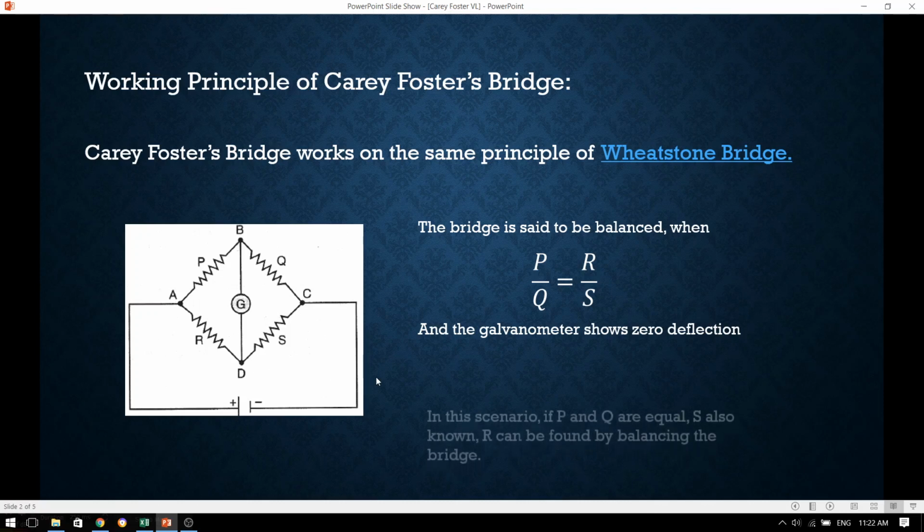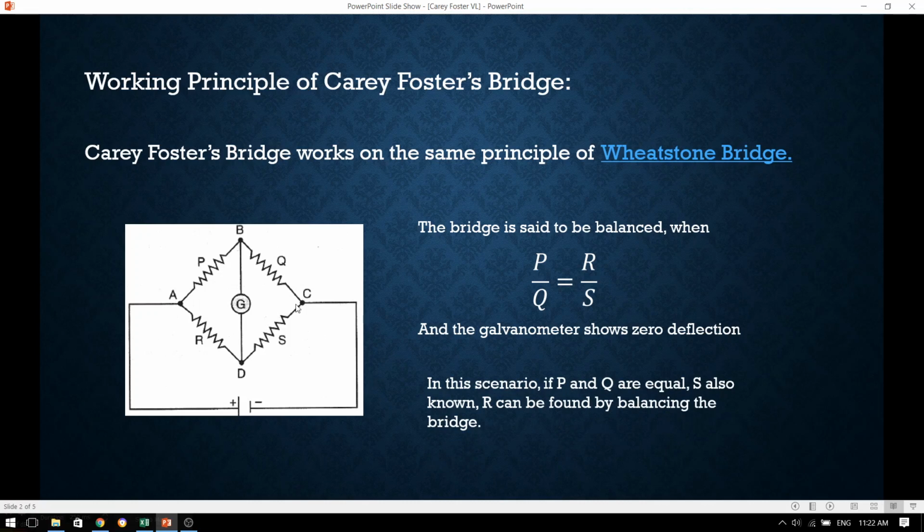In this scenario, suppose we are designing the bridge in such a manner that P and Q are chosen to be the same, so they are already balanced. In case we know what R is, we can calculate the value of X, isn't it? So using the Wheatstone bridge principle, an unknown resistance can be determined.